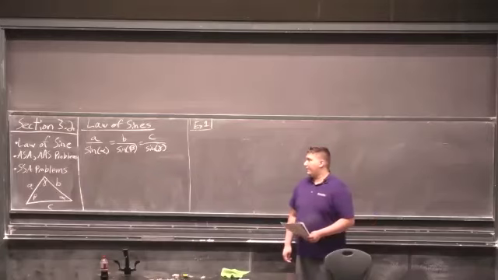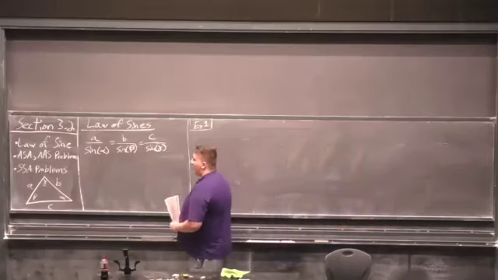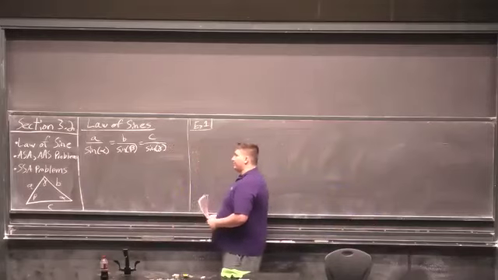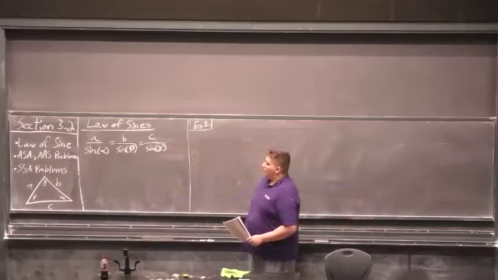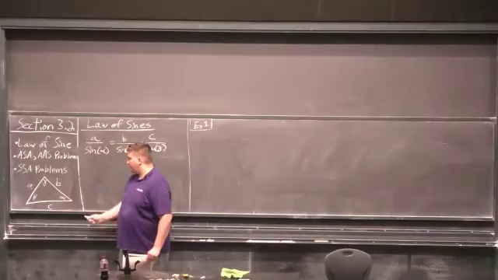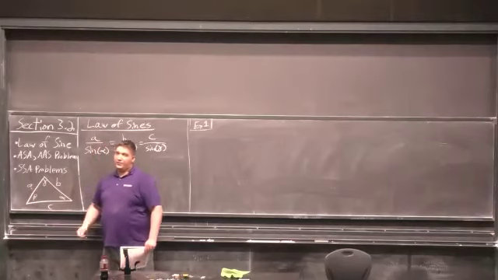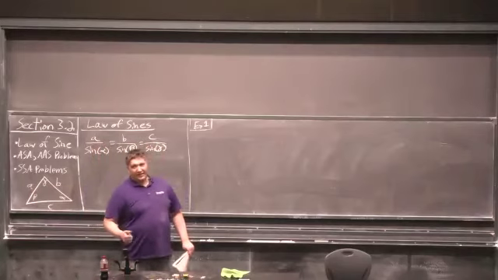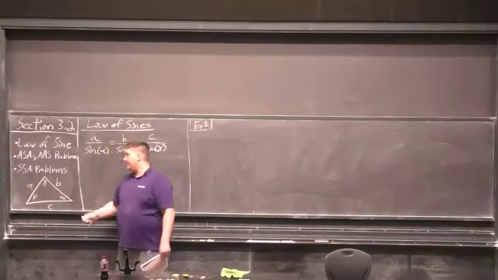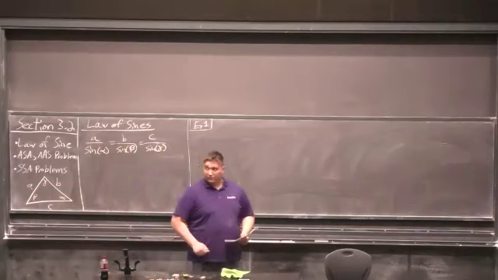Welcome. Today we'll be discussing section 3.2, law of sines, angle-side-angle, angle-angle-side problems, as well as side-side-angle problems. So remember, we're going to reference a triangle as such, where alpha is tied to the opposite side A, beta is the angle for side B, and gamma is the angle for side C.